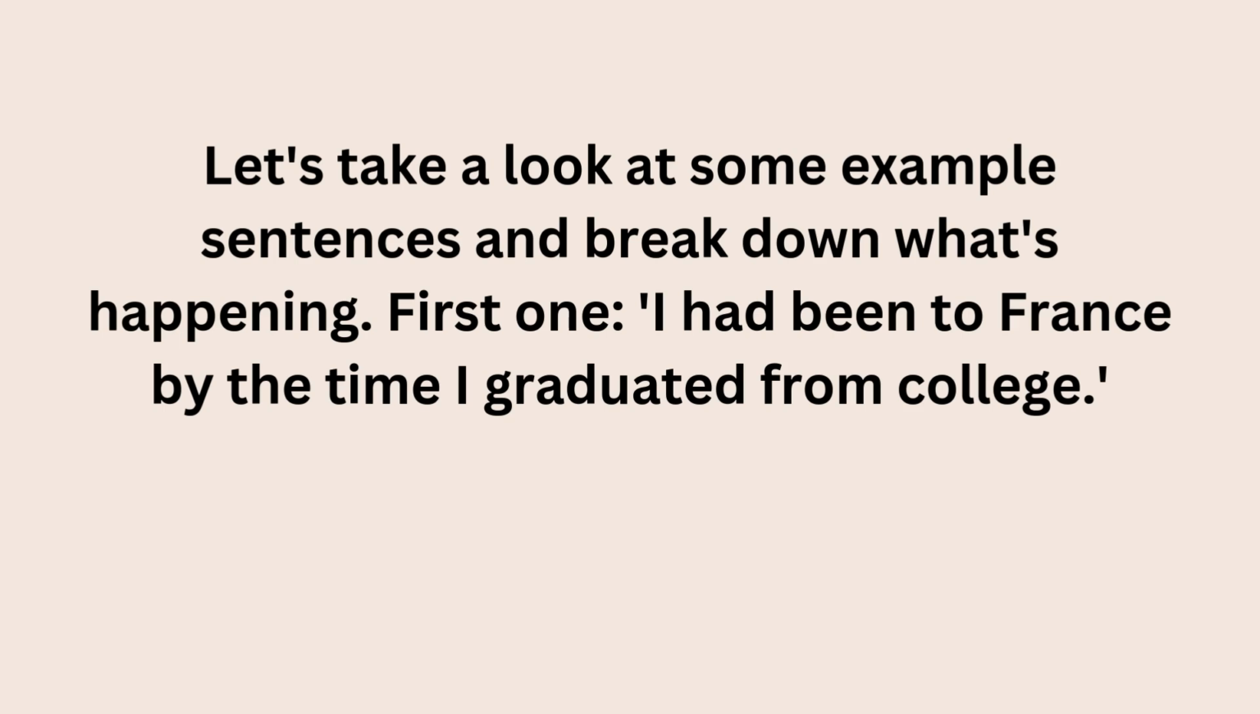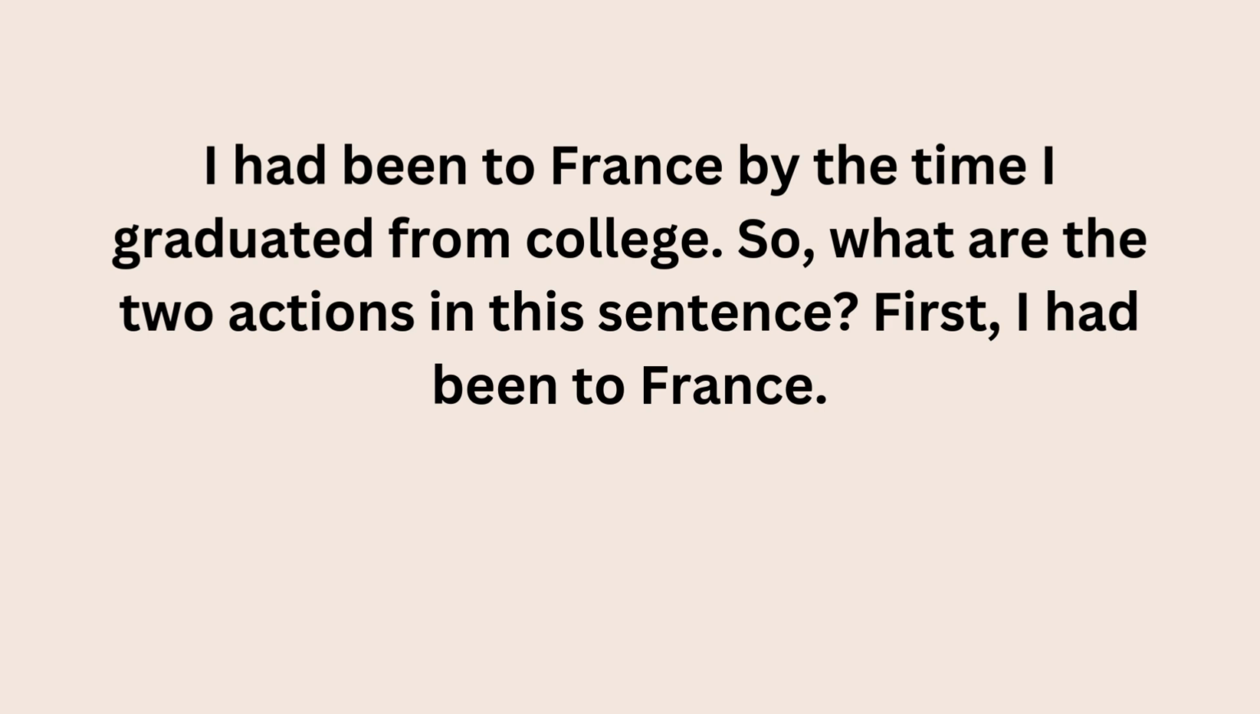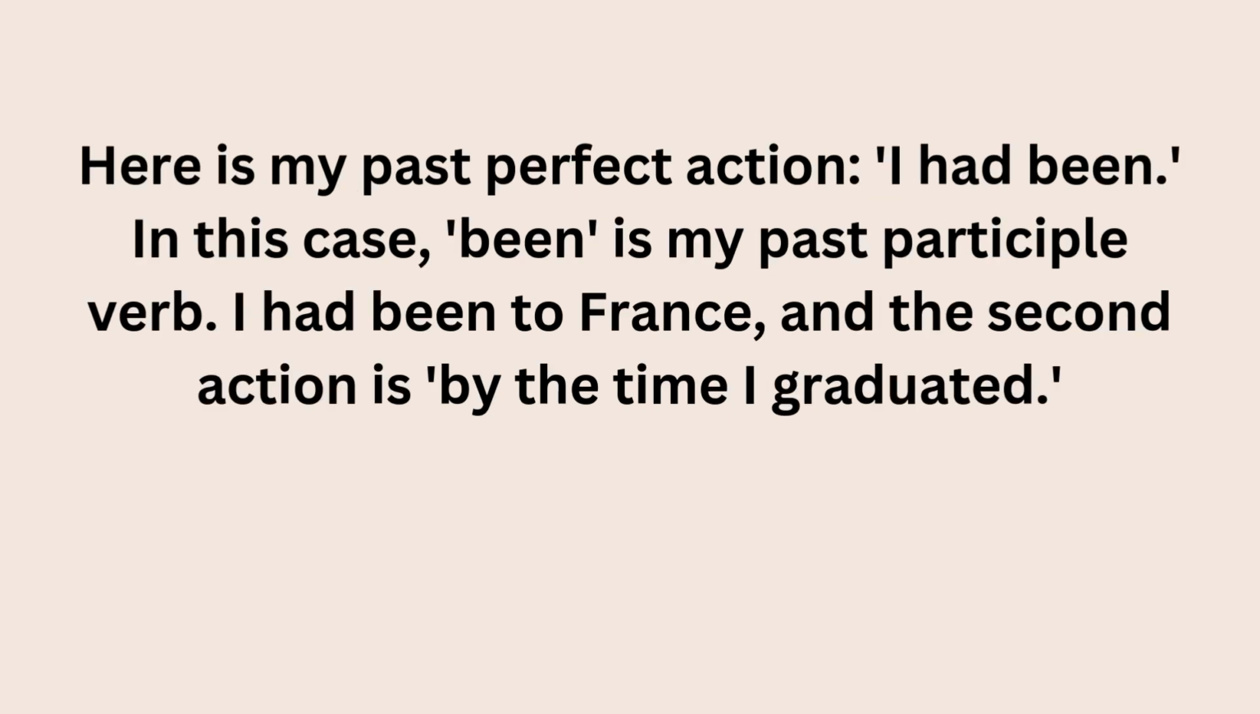First one, I had been to France by the time I graduated from college. So, what are the two actions in this sentence? First, I had been to France. Here is my past perfect action. I had been. In this case, been is my past participle verb. I had been to France, and the second action is by the time I graduated.